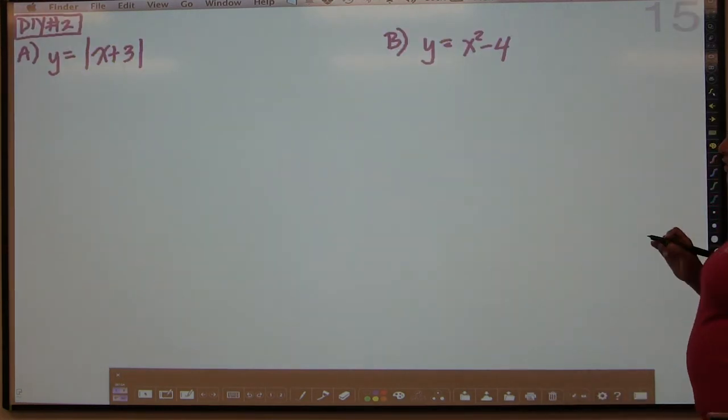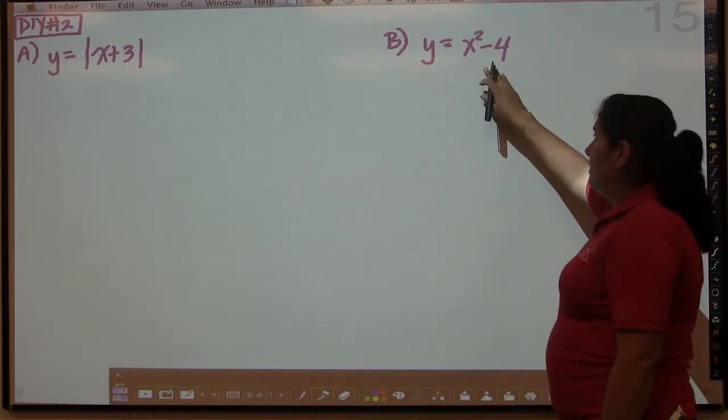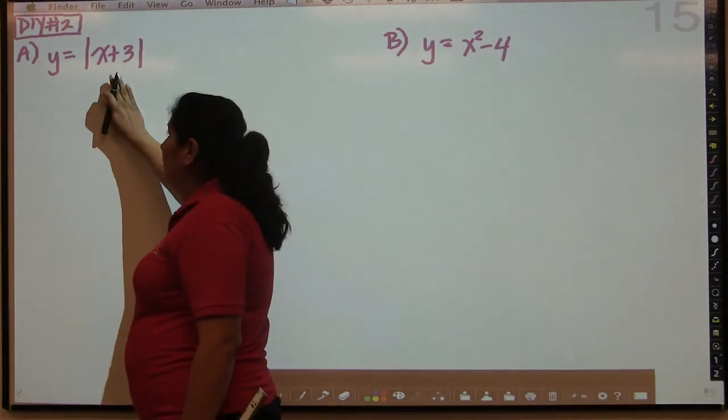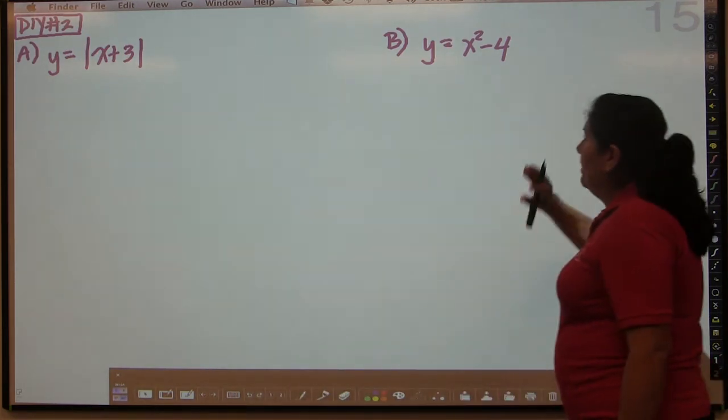So these are the graphs that I want you to try. Keep in mind that this one here is a vertical translation. The minus 4 comes after the x squared. But this one is inside the bars, so this is going to be a horizontal translation. So horizontal for A and vertical for B.